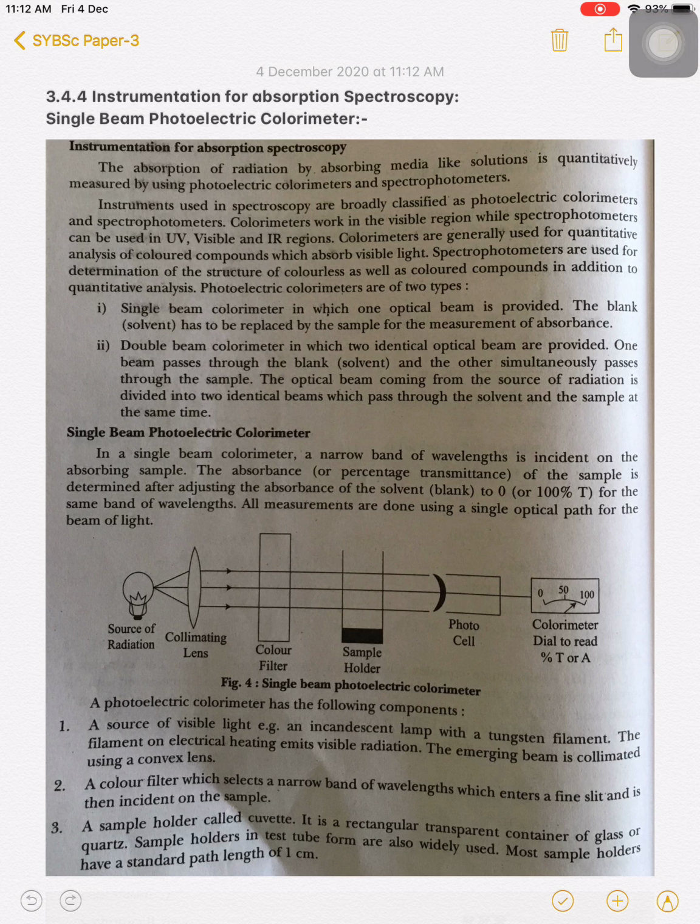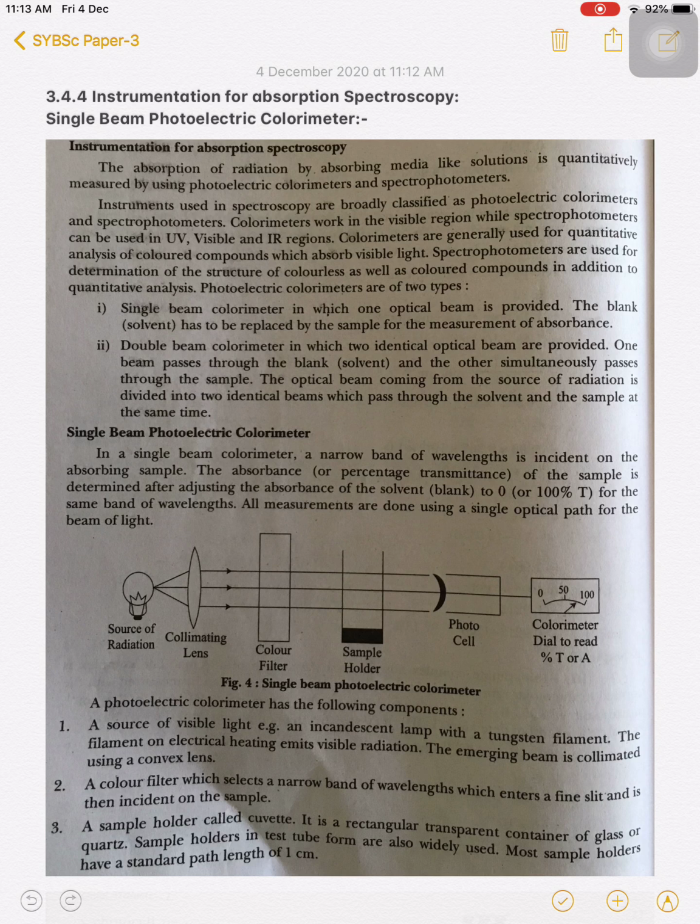A photoelectric colorimeter has the following components. As I just explained, there is a source of radiation, a color filter, and a lens used for the filtration of that wavelength of radiation, and a photocell, and lastly a digital reading.